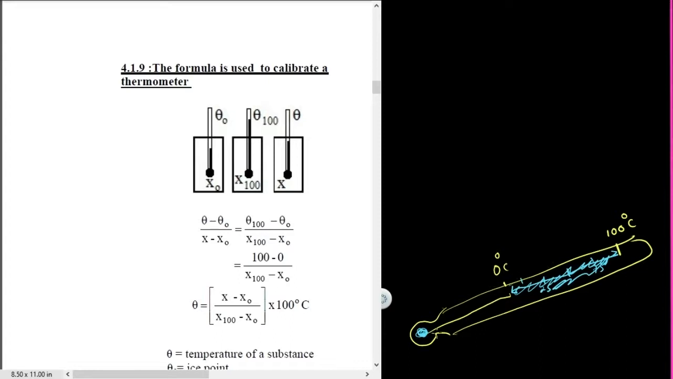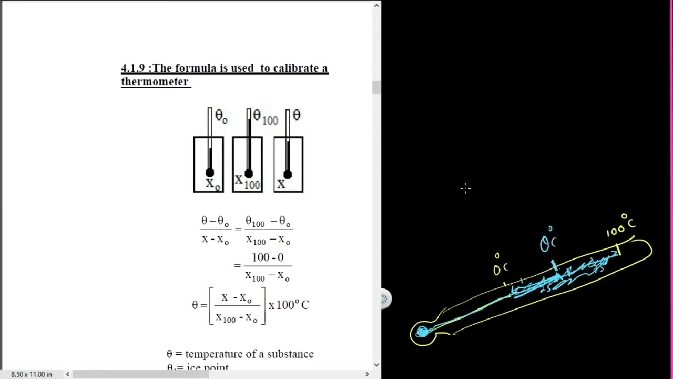We put this unscaled thermometer into another substance whose temperature we want to measure. Let's say the position of the mercury is here. Our mercury rises until here and stops here. So we can mark this position as our unknown temperature, and just call it theta.